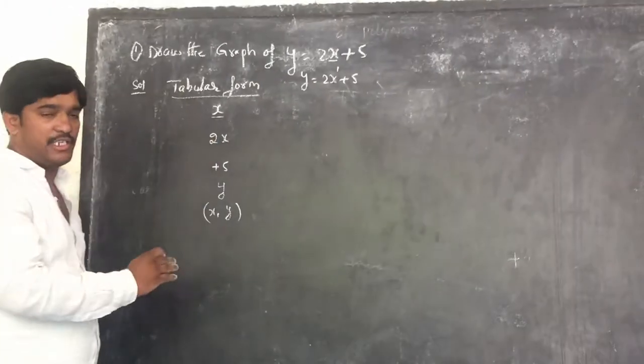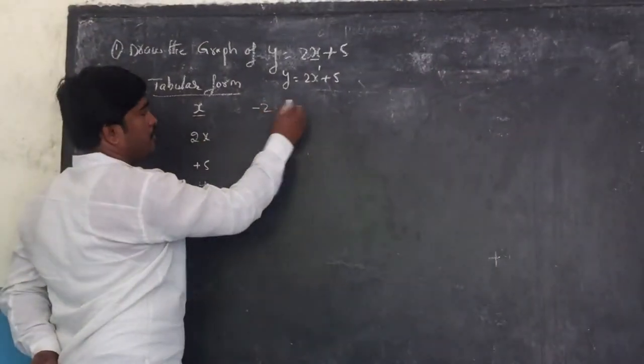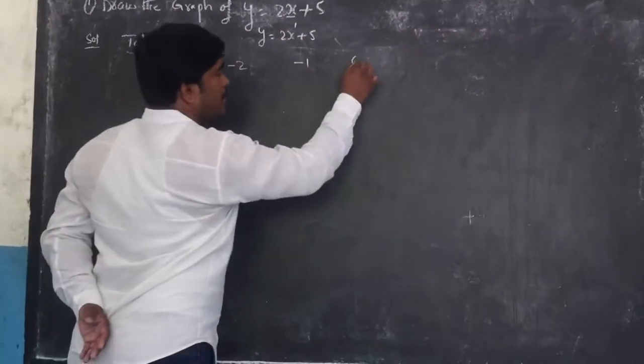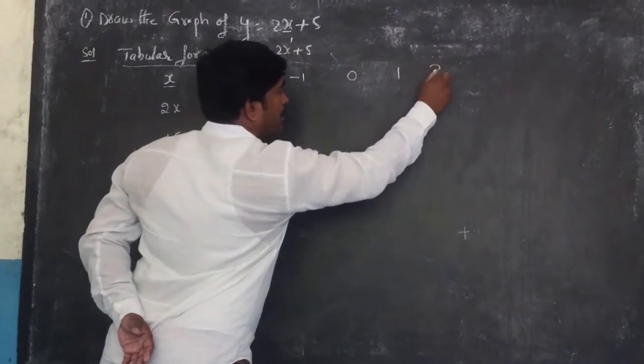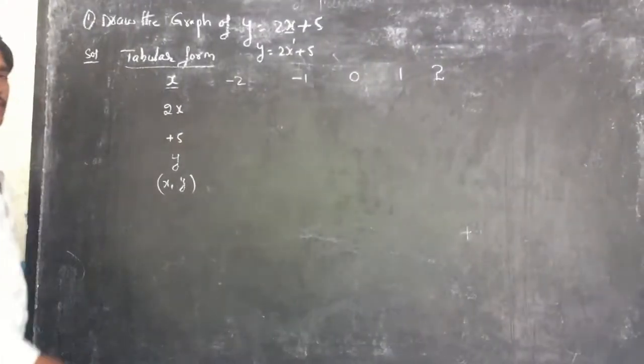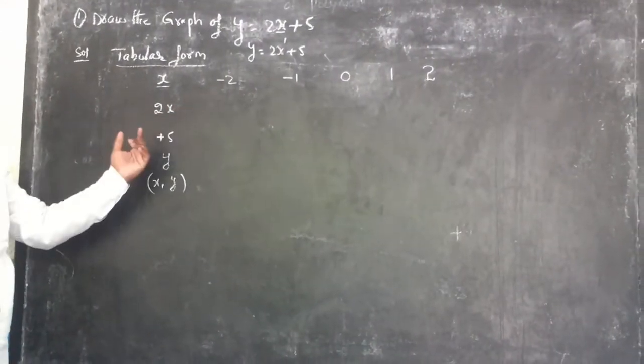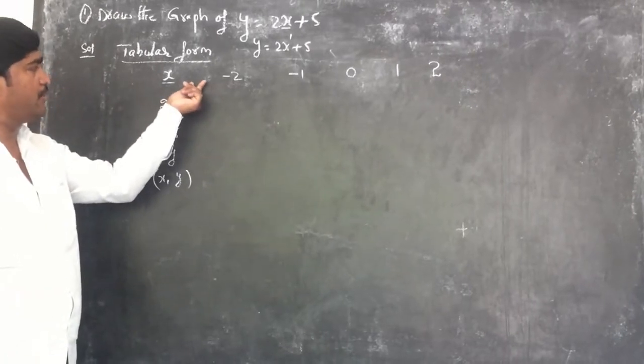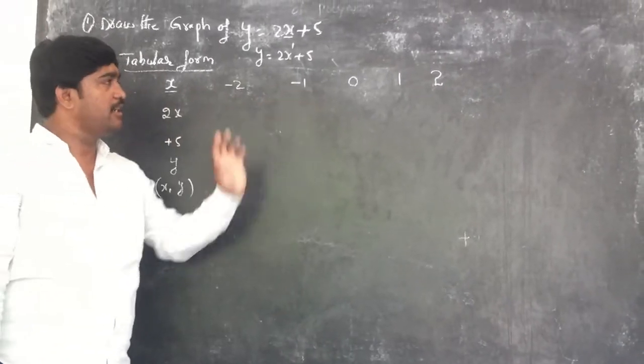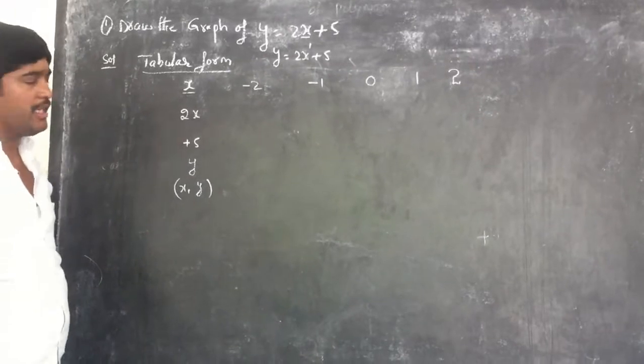Generally we take -2, -1, 0, 1, 2 as the values. If you want a more accurate graph, you can go for more values, -3 and 3. These are the general values which we take for drawing the graphs.